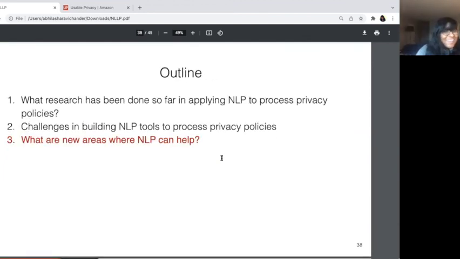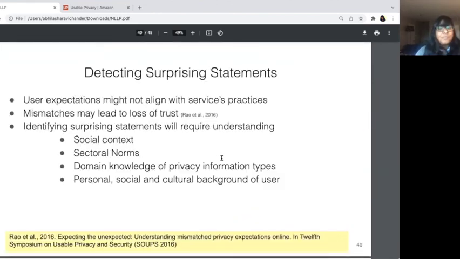Okay, so far I have described successful applications of NLP and challenges, but now what I'm going to describe is future applications where NLP can help, or applications which don't exist yet, but are probably going to be exciting opportunities in the future. So one application I'm excited about is being able to detect surprising statements in privacy policies. And surprising statements often happen when a user's expectations don't align with what a service actually does. And in the long term, these kinds of mismatches can lead to a loss of user trust.